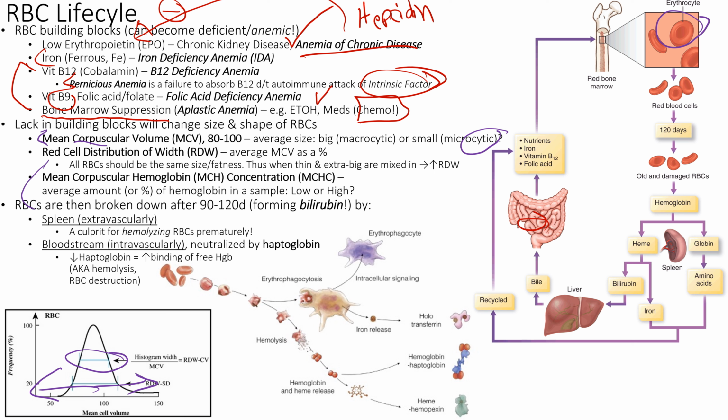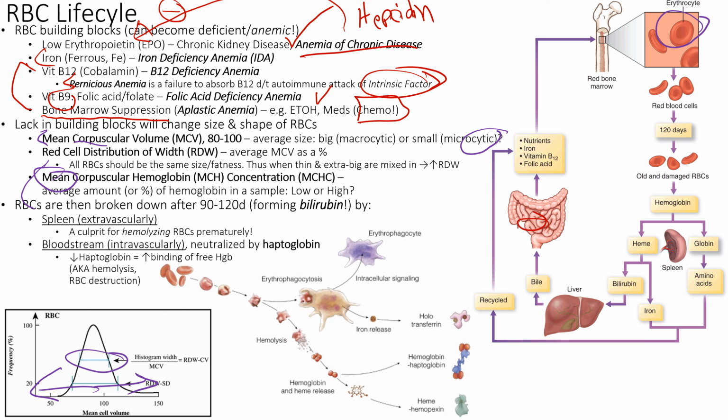And then we have mean corpuscular hemoglobin concentration. That's really useful for iron, right? When you're iron deficient, you're not going to be able to make hemoglobin. Therefore, the average amount of hemoglobin in each RBC is going to be low, okay?